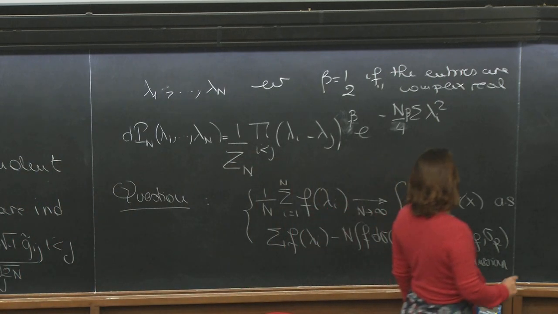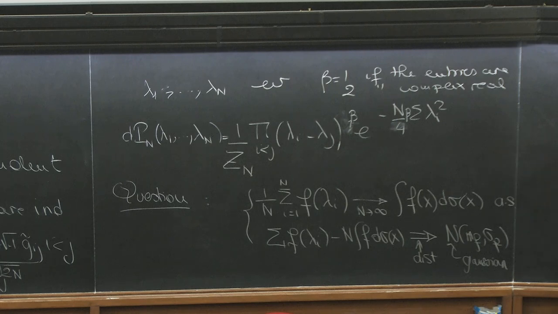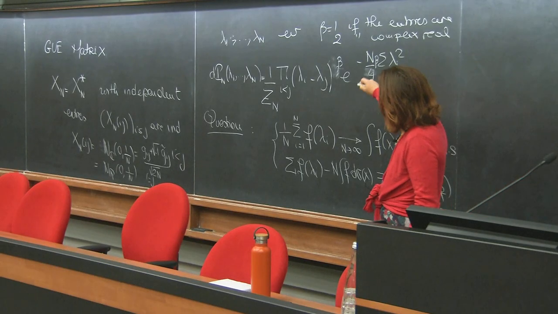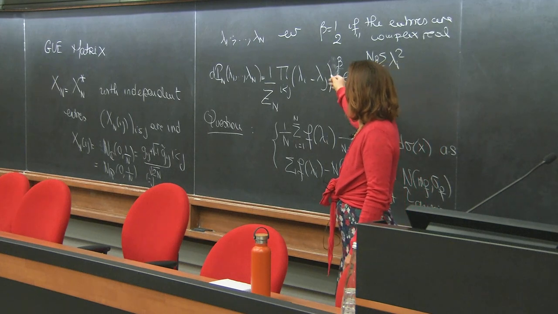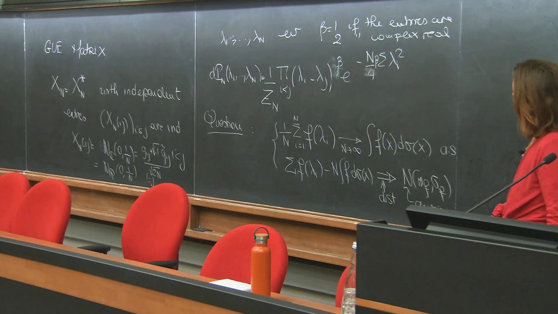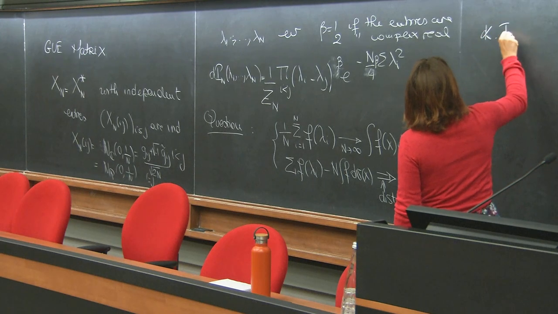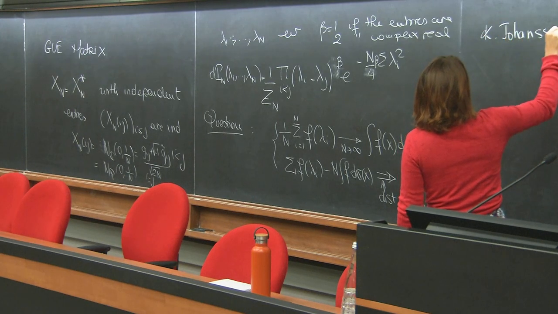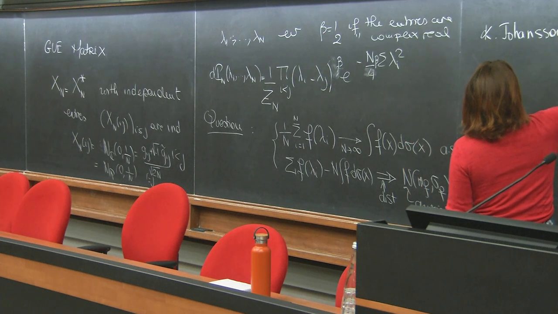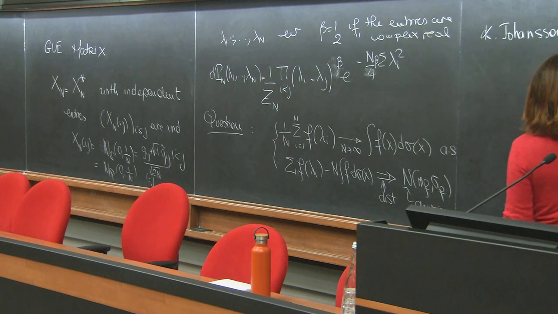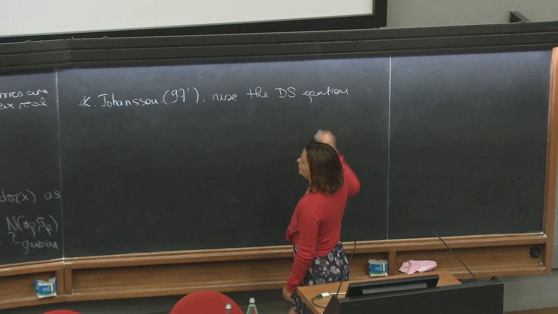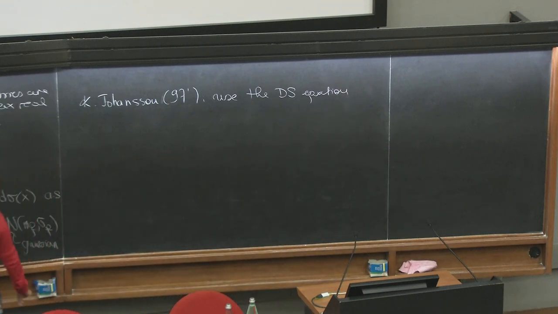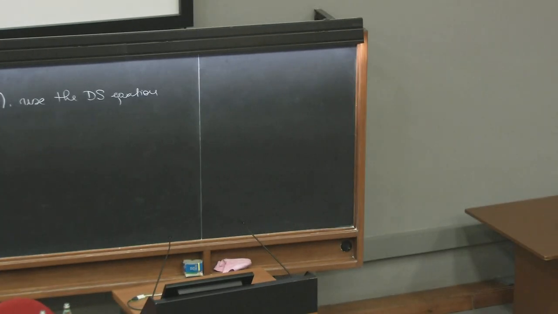So that's the goal. The point is that, as I said, it's not easy to prove this kind of theorem because you have this strong interaction. Kurt Johansson, I think, was the first, in 1997, to use the Dyson-Schwinger equation to prove this kind of convergence, in a slightly more general context where, instead of lambda squared, you have a potential. This is what is called matrix models.